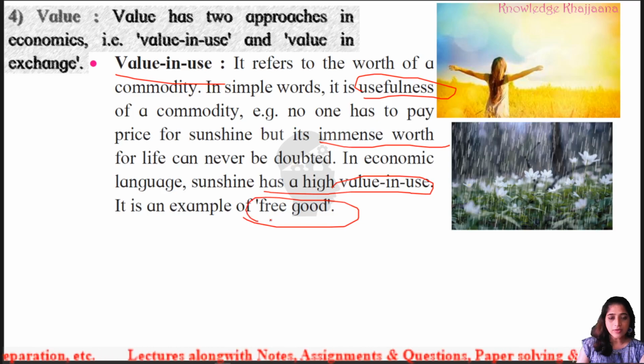See, what do we get from the sun? If the sun doesn't rise, will we be able to live? Will we be able to sustain forever? No, because the sun is very much required for us. We get sunshine from the sun, so sunshine has immense worth for human beings. It is not doubted. So sunshine can be called value in use. When we use the sunshine, it is the value for us.